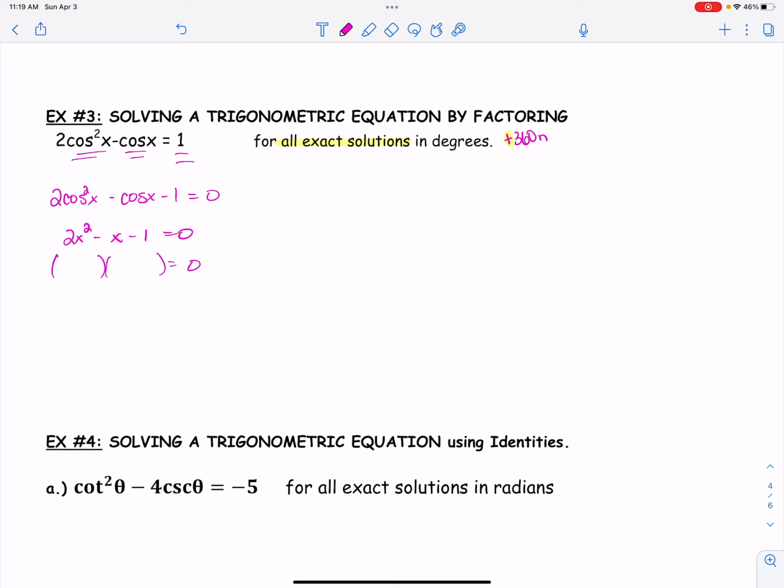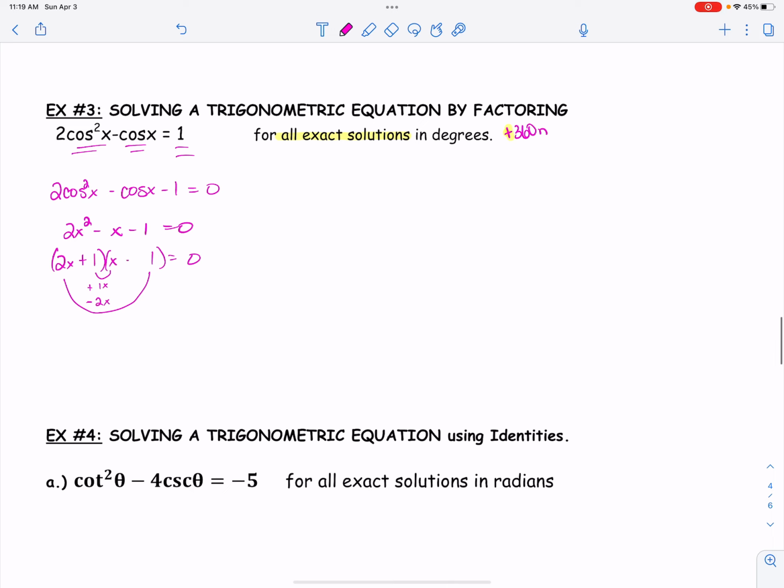So use your method of choice. If you like bottoms up, use bottoms up. There's nothing wrong with that. I just like guess and check better. This one's pretty easy. 2x squared can only be 2x and x. And 1 can only be 1 and 1. So I just need to figure out the signs. I need the middle term to add to negative x. This is 1x. This is 2x. And if I want it to be a negative x, that means this should be negative and that should be positive. So I'm going to put a plus here and a minus there.